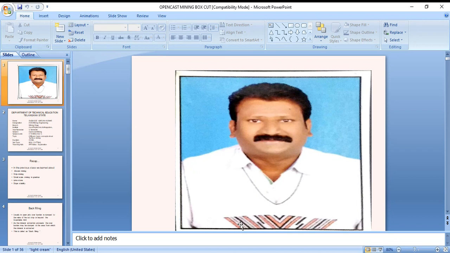Today we are going to learn about open cast mining, box cut and backfilling operations. These definitions and these activities in a laboratory.